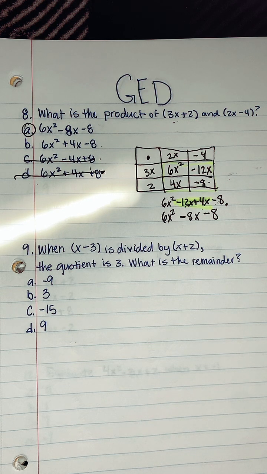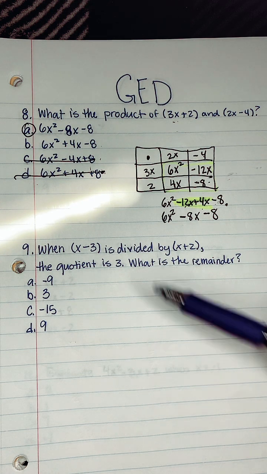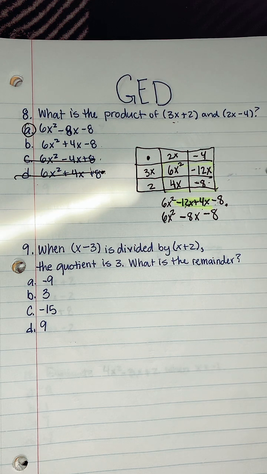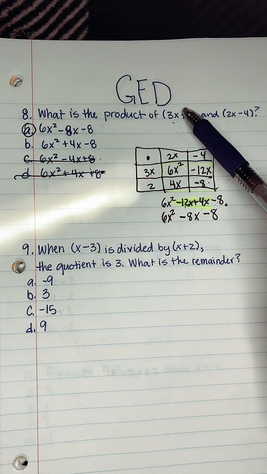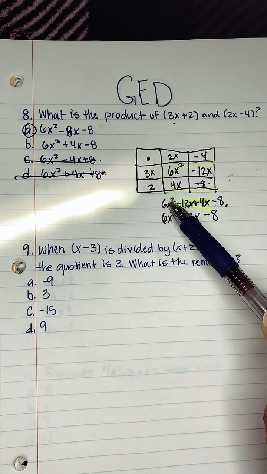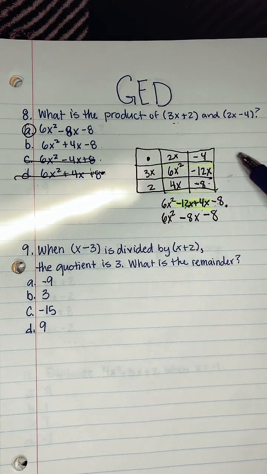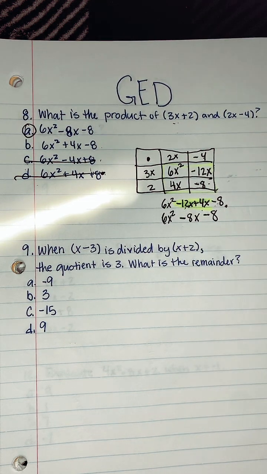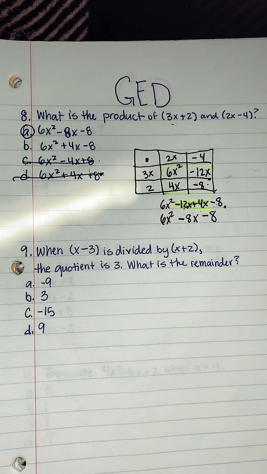Yes, A. Okay, good. So it says, would the box method work on a longer problem? Yep, it works on a longer problem. You just add more boxes to the top. If you're doing a binomial times a trinomial, or even another trinomial times another trinomial, you just add a couple more boxes and it works. Yep.